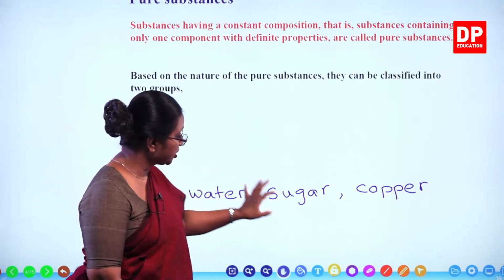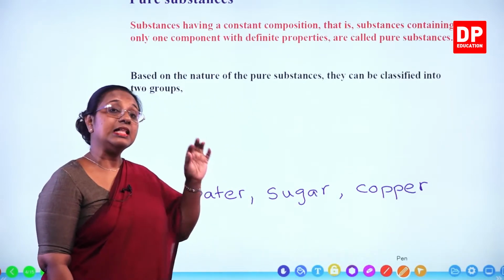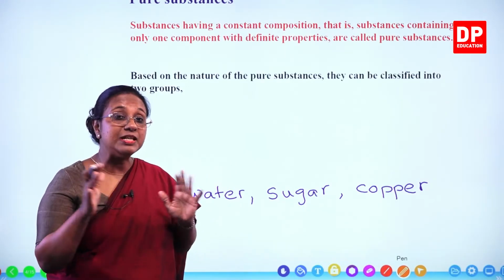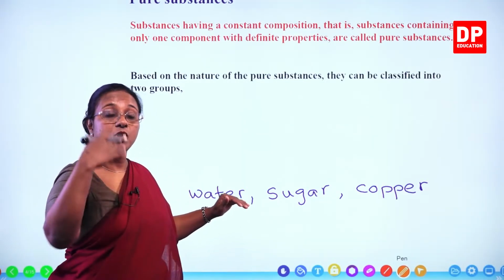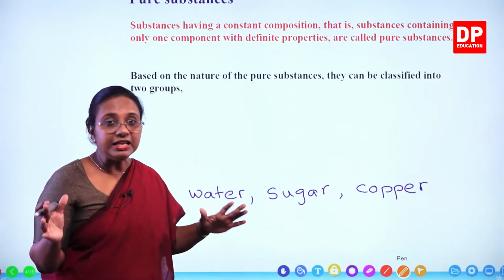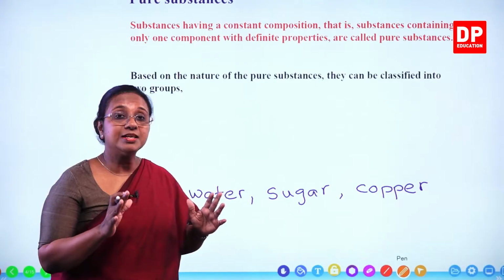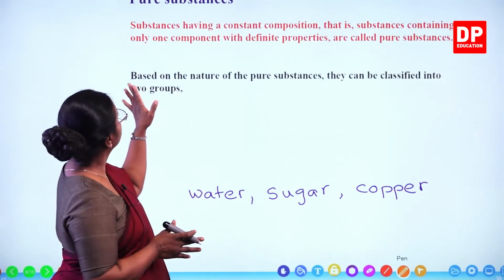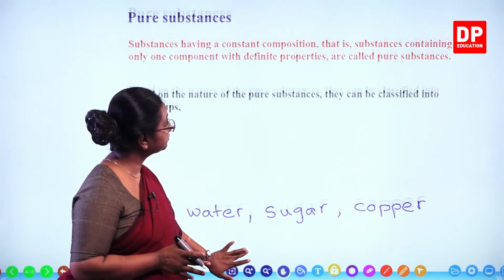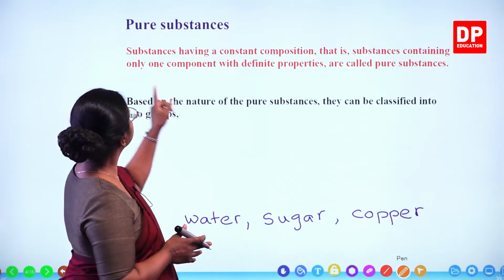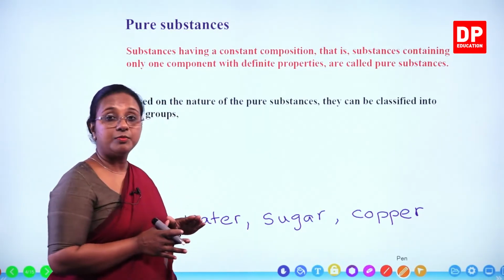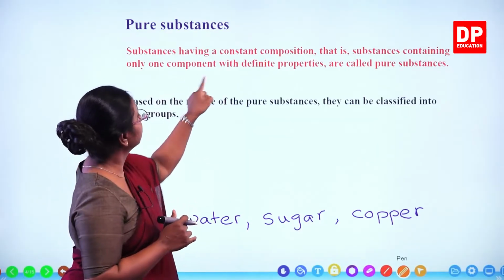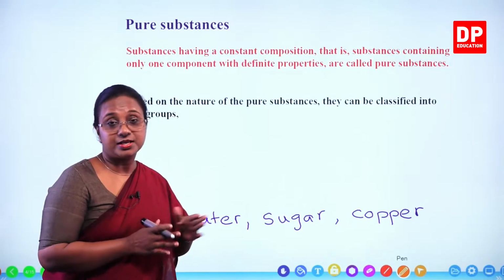Now we will discuss the composition of different substances. Then you will understand the elements that make up different substances. They will be always constant. They will be the same. You take water in our country, water in another country, any part of our country, anywhere, if it is water, it has a fixed composition. If it is sugar, the same composition. Copper is the same. So they have constant composition. That means they contain only one component. So only water particles, only sugar particles, only copper particles. So that is only one component with definite properties. That's what I explained to you all.